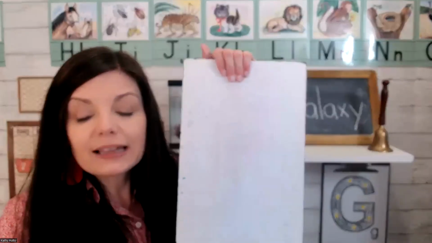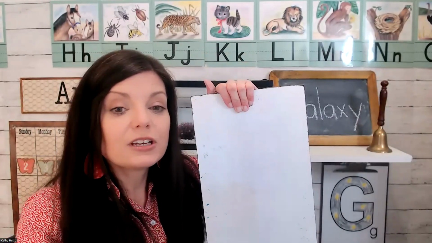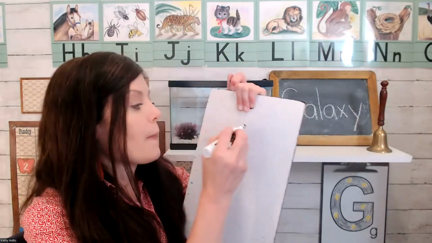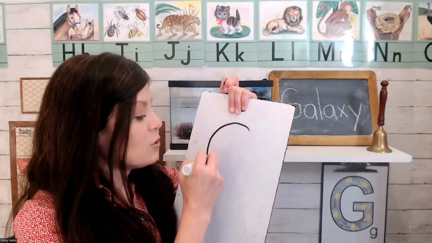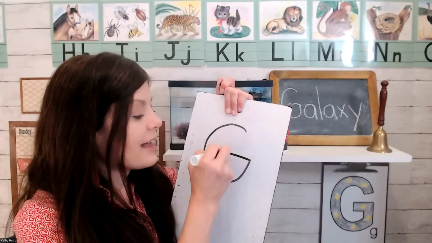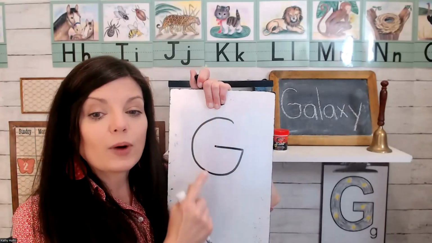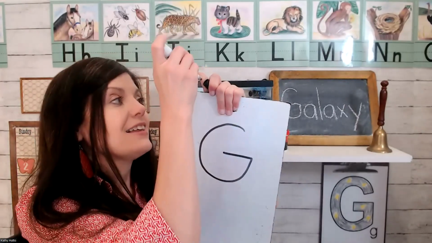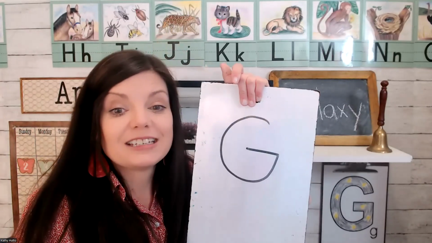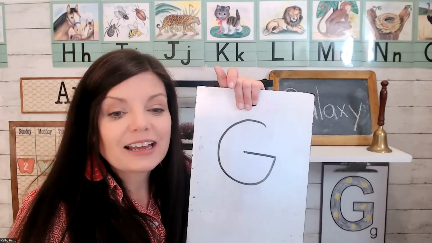Now, if you want to write letter G and practice that, you can just make a letter C, and then continue going up to the middle and make a line that goes in. So around and in. That's how you make a big letter G. Let me show you what that looks like on handwriting paper.